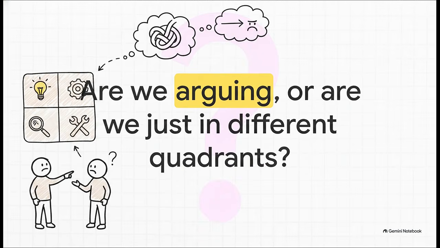Which leaves us with this final, really important thought. Problem solving is rarely about who is the smartest person in the room. It's almost entirely about being in the right quadrant at the exact right time together. So the next time a meeting completely derails and everyone is pulling their hair out, pause and ask yourself, are we actually arguing or are we just in different quadrants? Figure out where you are on the map and the path forward will pretty much draw itself.